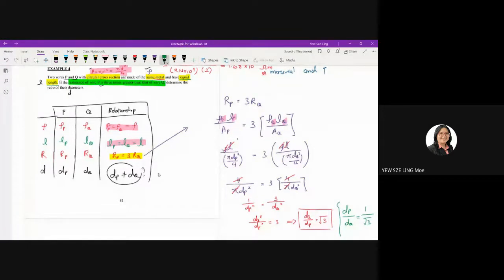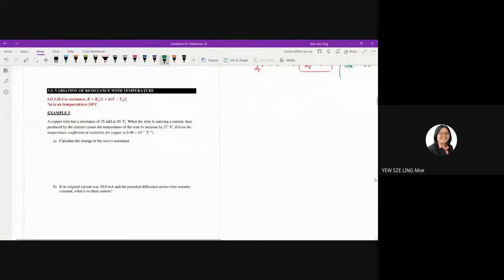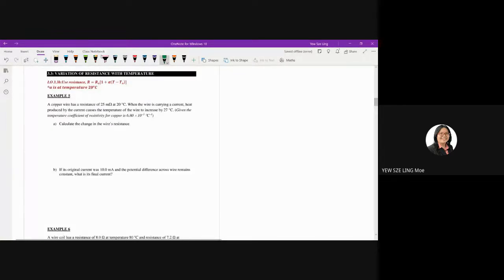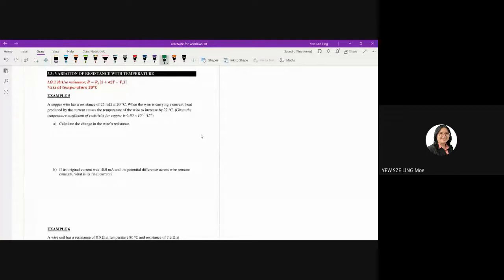Okay, so now let us move on to the next subtopic. Subtopic 3.3, variations of resistance with temperature. Just now we said that when it comes to Ohm's law, we assume temperature is constant. What if temperature is not constant? Then this is the equation that you have to use. Why? Because if you look at the equation, there's a part that shows there is a change in temperature. R equals R naught bracket 1 plus alpha (T minus T naught).